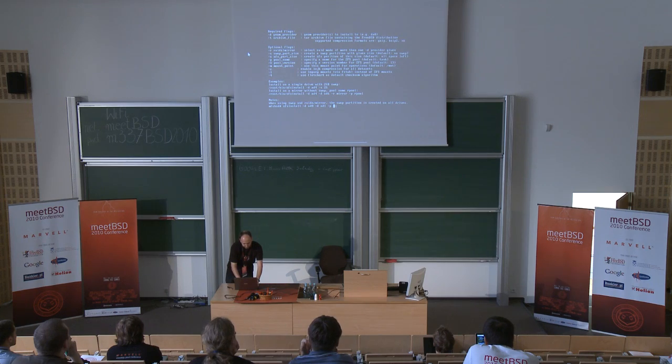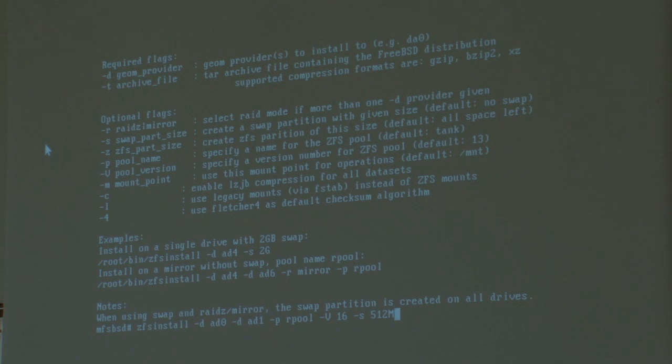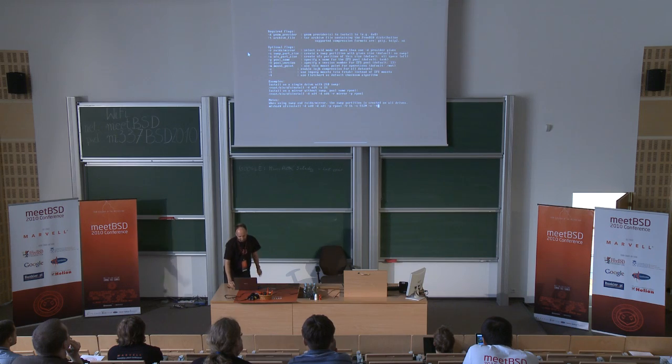For the name of the pool, let's pick the Solaris way. Standardly it's taken the Oracle way, tank. Let's make a v16 pool, and we can do a 512 megabyte swap partition. And let's say we want compression and we want Fletcher 4. So let's see what happens.